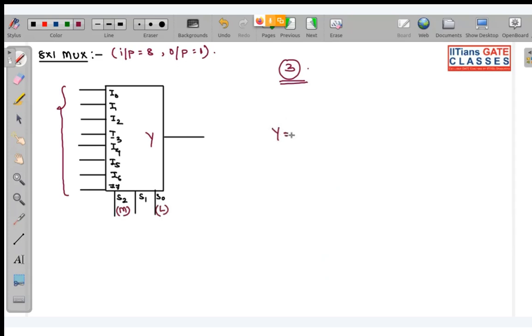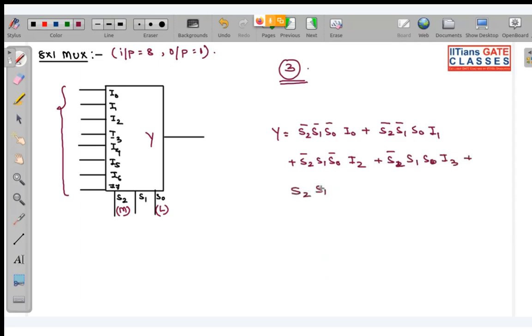So if I want to write the direct expression, Y is equal to S2 complement S1 complement S0 complement I0 plus S2 complement S1 complement S0 I1 plus S2 complement S1 S0 complement I2 plus S2 complement S1 S0 I3 plus S2 S1 complement S0 complement I4 plus S2 S1 complement S0 I5 plus S2 S1 S0 complement I6 and the last will be S2 S1 S0 I7.